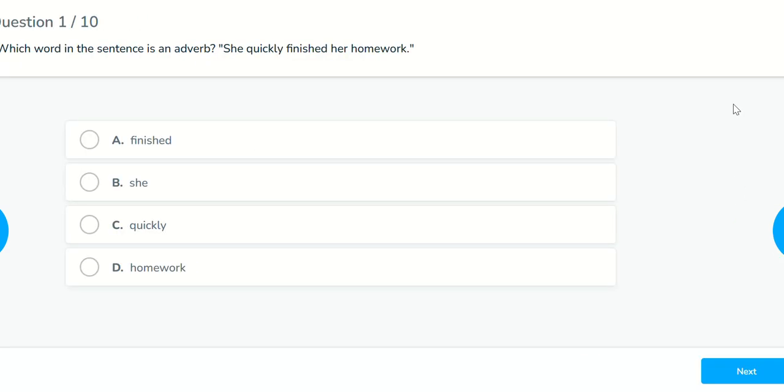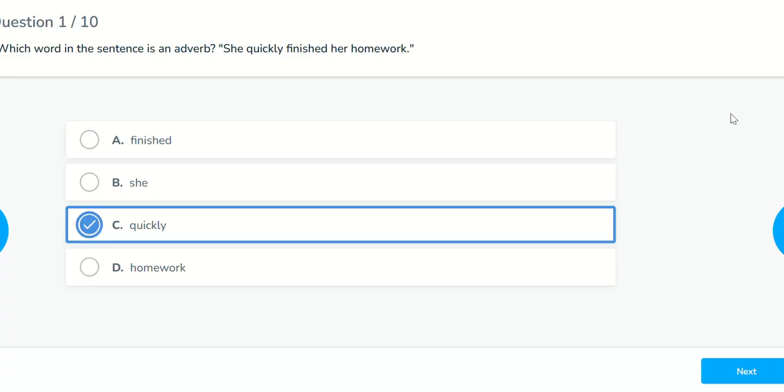Okay, let's take a quiz to see how we are understanding these concepts. So question number 1, and be sure to write these answers in the comments as well. Which word in the sentence is an adverb? She quickly finished her homework. Check your work. The answer is quickly.